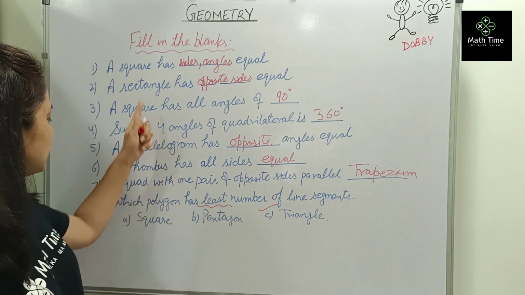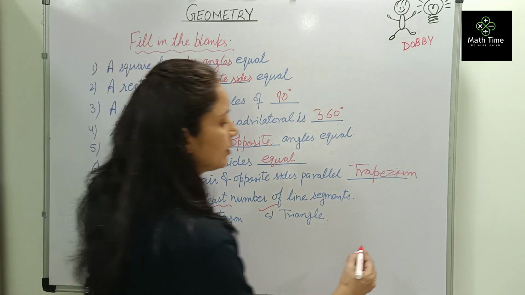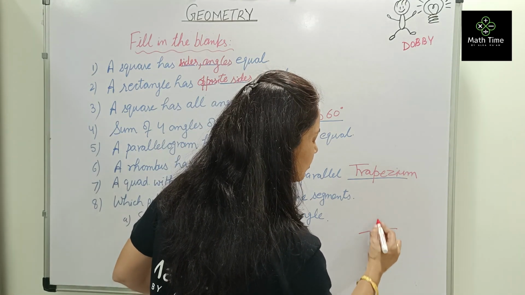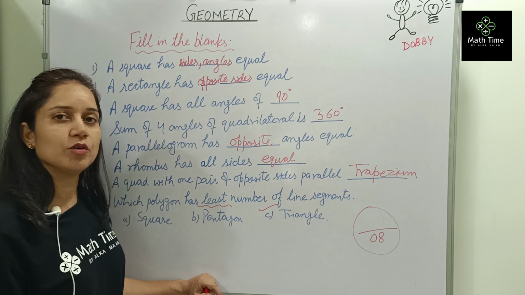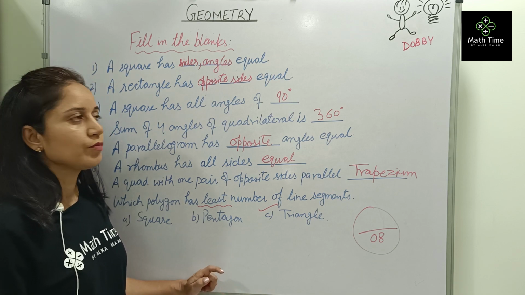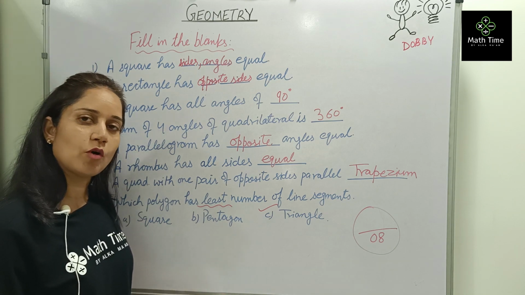So children, these are the 8 questions. So you may consider that this quiz is of 8 marks. This is your self-assessment, that how much have you learned from this video, okay, about the types of quadrilateral.